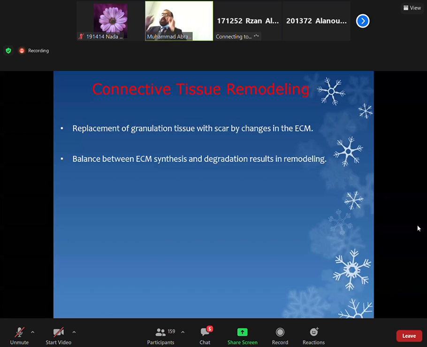So for that, you have to have a replacement of granulation tissue with scar by changing the extracellular matrix, the balance between extracellular matrix synthesis and degradation. So you need to degrade the extracellular matrix. Collagen type 3 changes into collagen type 1, which is the stronger one. First of all, you have to make the wound strong. Once the wound has made itself strong, then you have to remodel it, right? So for remodeling, you need to relax or degrade this strong collagen, right?